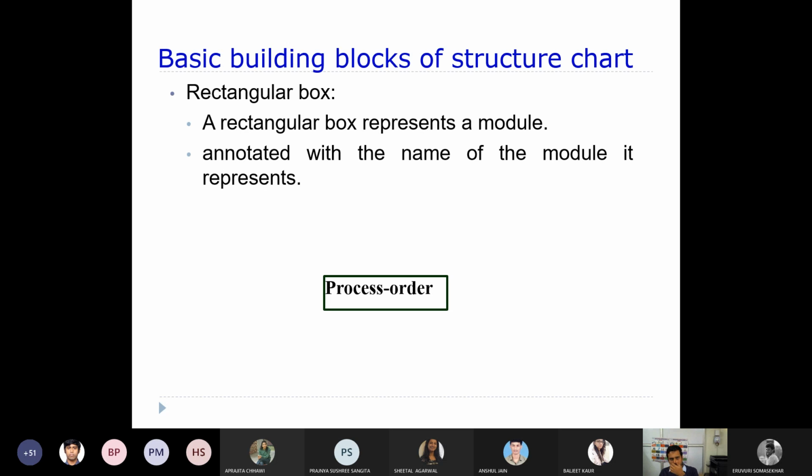Now, the very basic building blocks of this structure chart. First, the rectangular box, which represents a module. This rectangular box is annotated with the name of the module. Let's say process order may be one module, and that will be represented by a rectangular box.